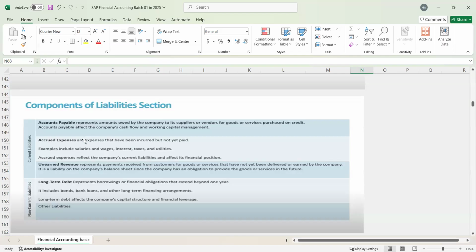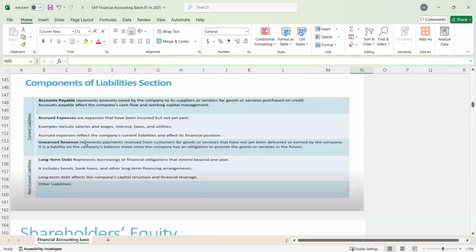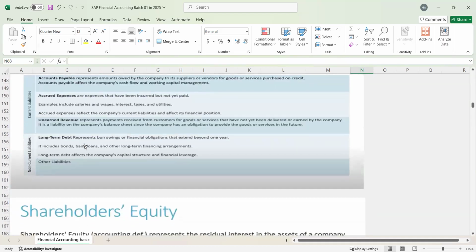I will also tell you the principle around double entry. We'll talk about double entry, when we know we are supposed to debit this and when we are supposed to credit this. We'll get there. You can read up on this, but I think we've said a lot about these current liabilities. Accrued expenses reflect the company's current liability and financial position.